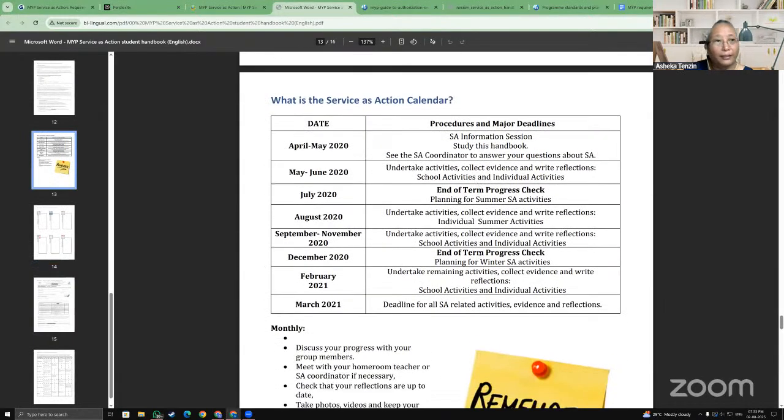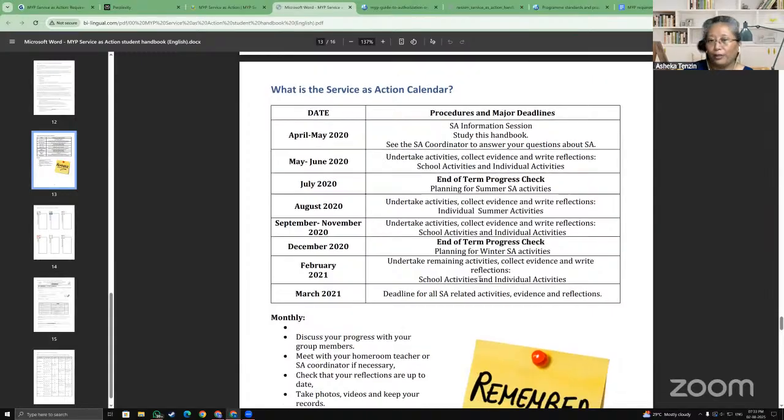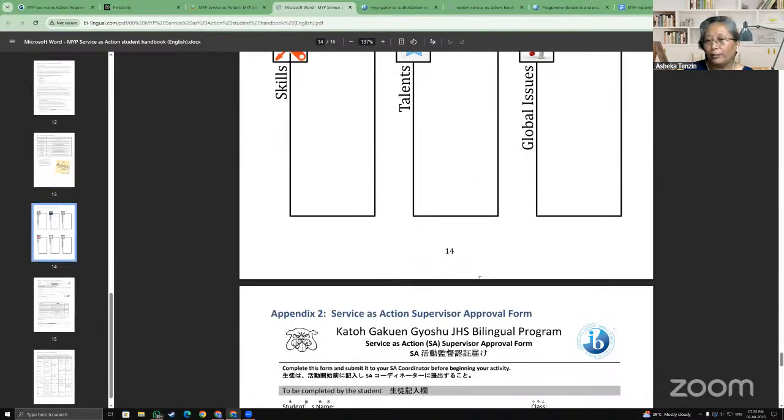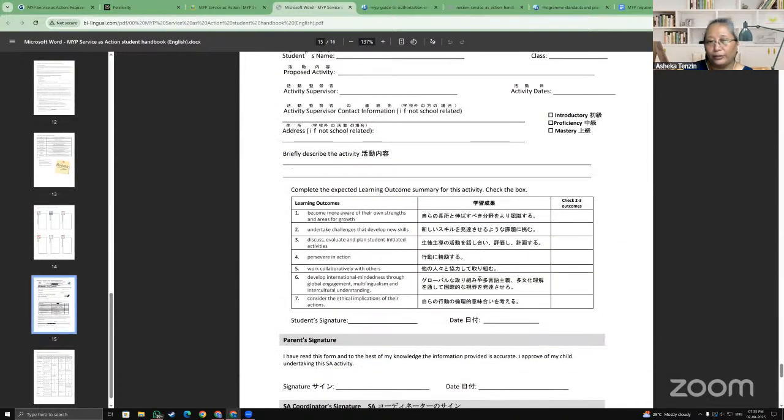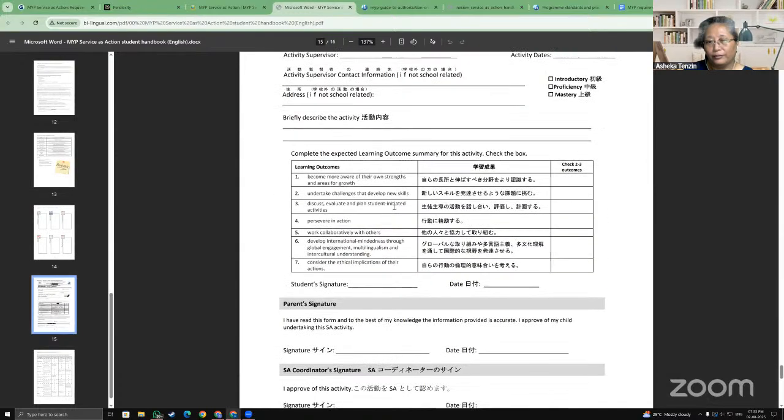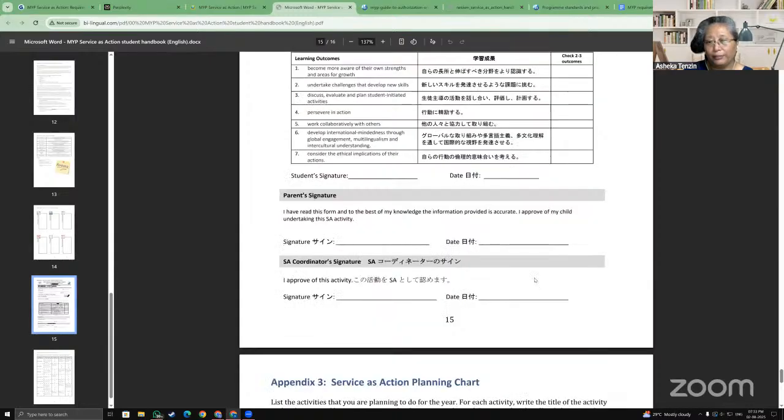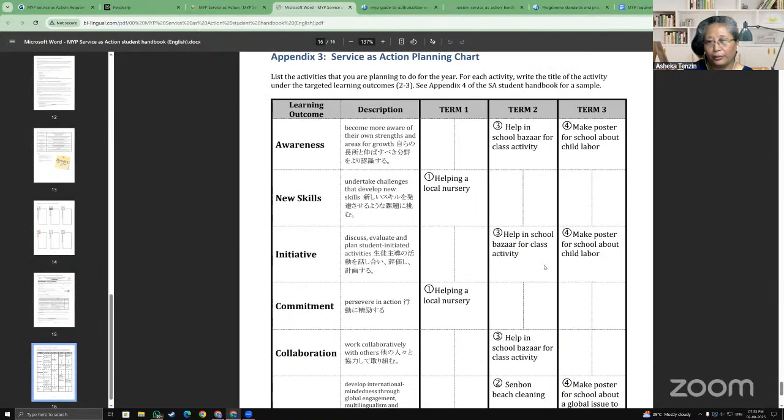this particular bilingual school, they have this services action calendar, and they have made a proper plan of what they are going to do, right? So if you have this, then you fulfill the requirement of evaluation. Over here also, they have the learning outcomes, and they can check whichever learning outcomes they meet because of that activity that they are doing.